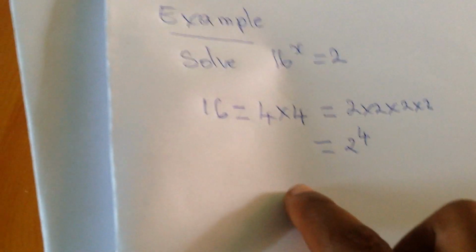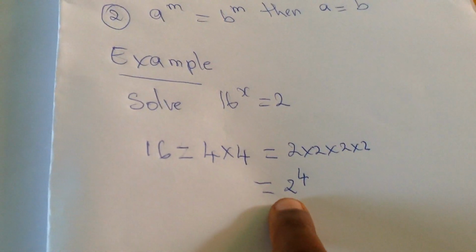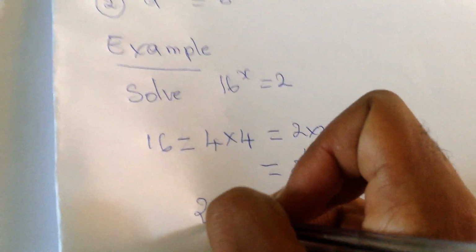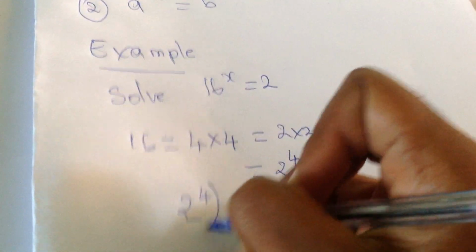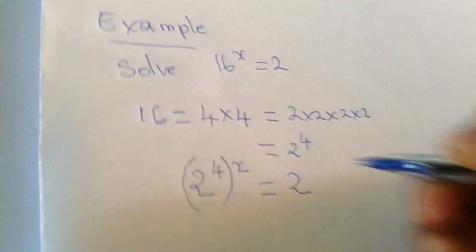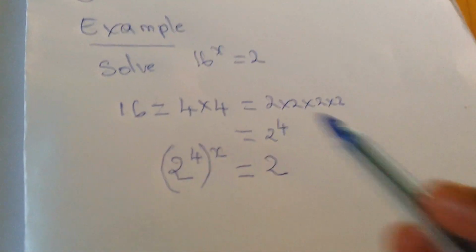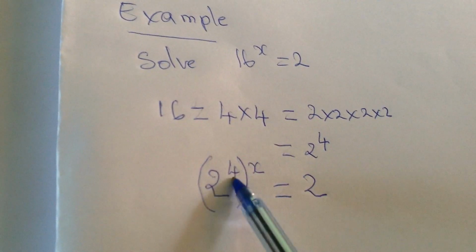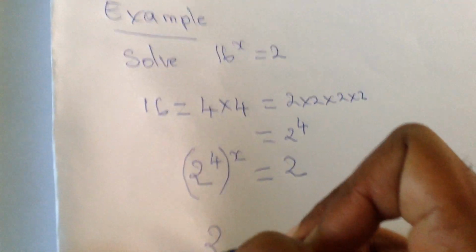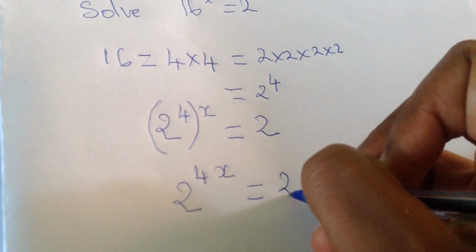Hence, what can you do here? You can write 16 in this form rather, which is the same thing. So you write 2 raised to the power of 4, all raised to x, is equal to 2. Then your life becomes easier at this point. If you look at my previous video, you know that here you are supposed to multiply the indices. So then you write 2 raised to the power of 4x is equal to 2.